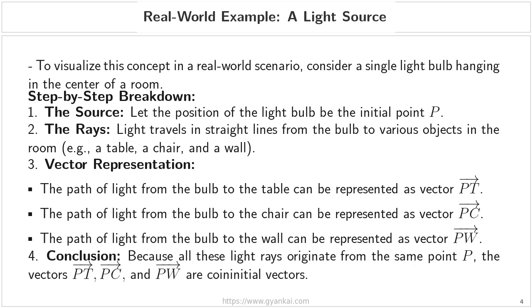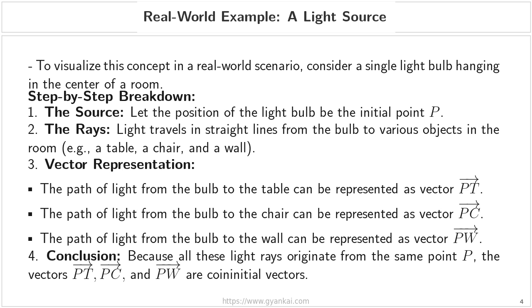Because every single one of these light rays originates from that same starting point, point P, we can officially classify the vectors P to T, P to C, and P to W as coinitial vectors. This perfectly illustrates what we discussed earlier. As long as that tail, or starting point, is the same, the vectors are coinitial, regardless of which direction the light is traveling. Now, before we move on, let's summarize the key takeaways to ensure we don't miss the essential properties.